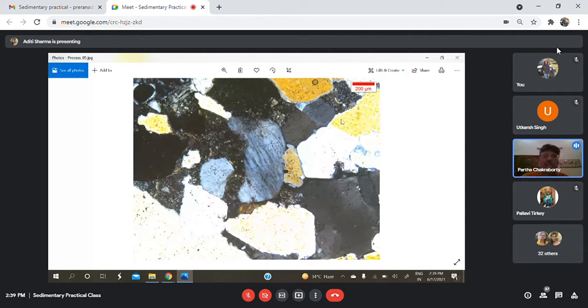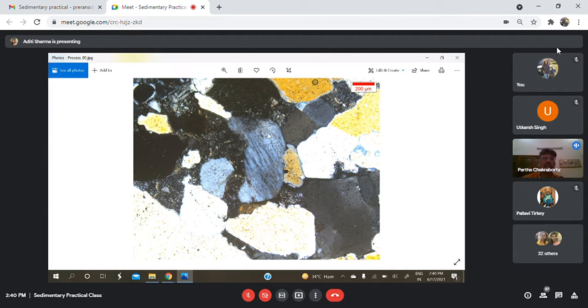Half of the grain is totally altered to the matrix, and the rest of the grain is still preserved. Now, these are the typical characters of the pseudo matrix or diagenetic matrix. We call it diagenetic. This matrix was not formed when the sediment was deposited, but was formed afterwards by the decomposition of the feldspar.